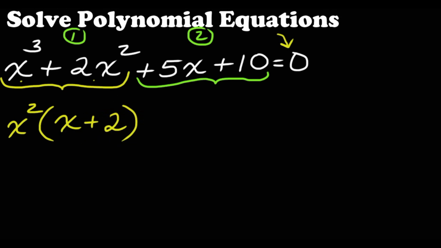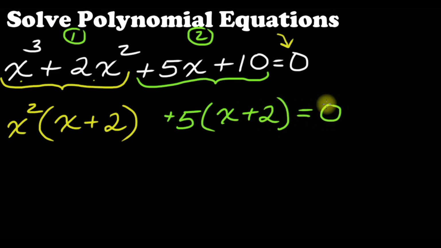And then group 2, your greatest common factor is a positive 5. When you pull out a 5, you're left with x plus 2, and that equals 0. See how you have a common binomial factor? So those are your common factors. You're going to pull it out, x plus 2.